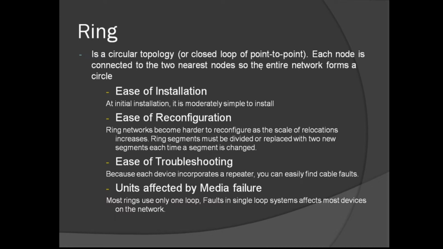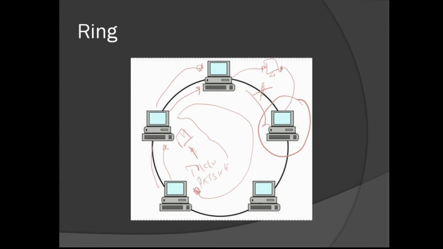So it's relatively harder to reconfigure. In terms of ease of troubleshooting, because each device incorporates a repeater, you can easily find faults. So, mas madali. You probably have to just disconnect. For example, in this ring network, halimbawa, the problem is on this computer.